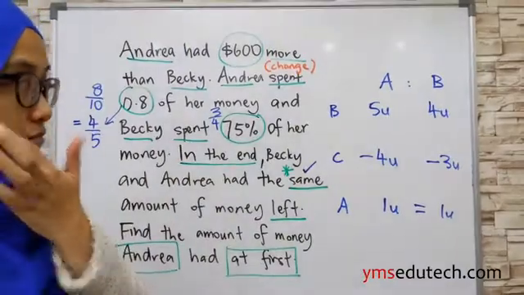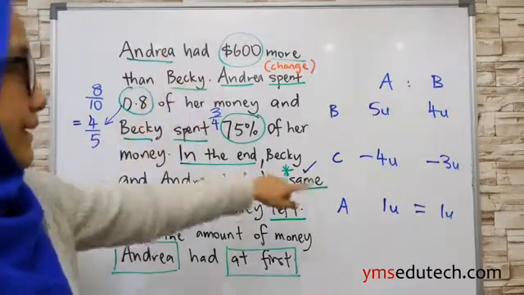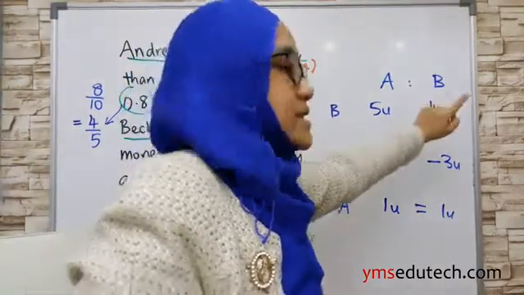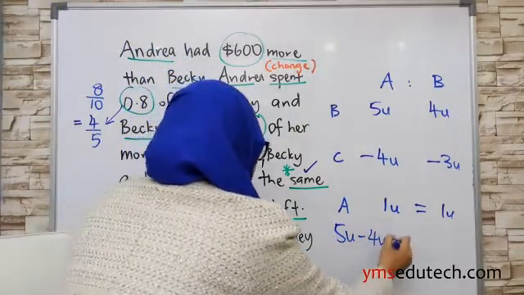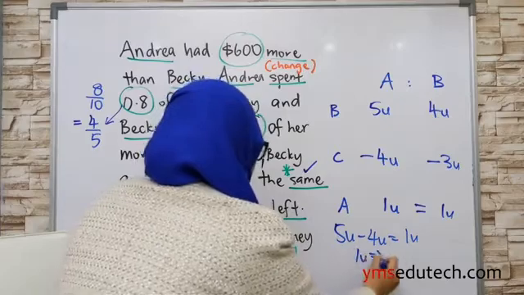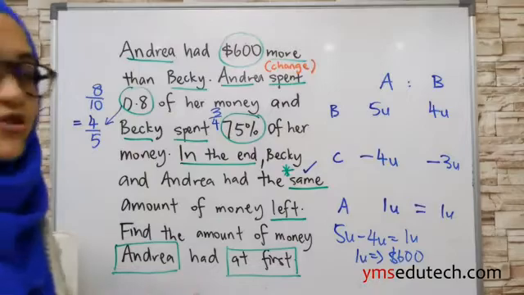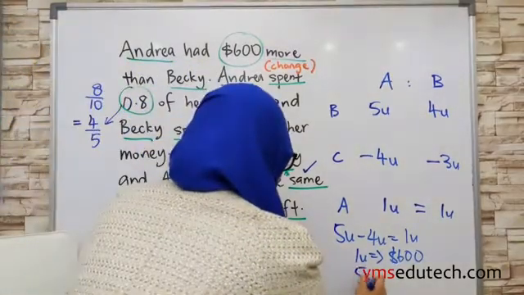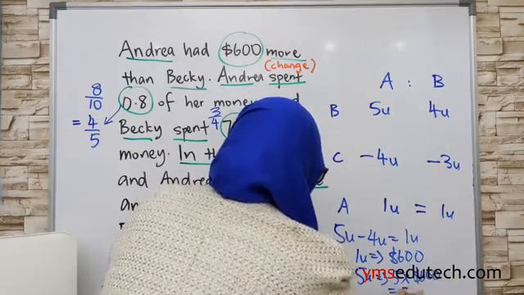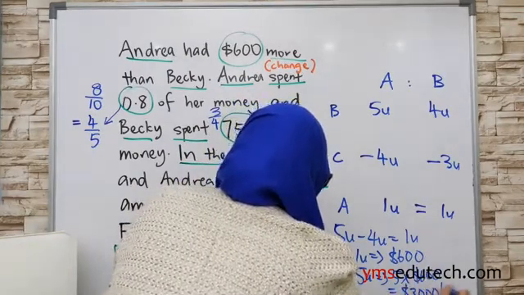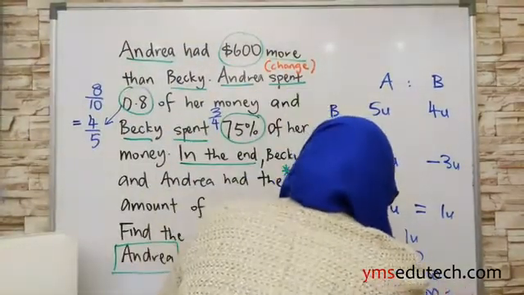So looking at this table, Andrea had $600 more than Becky. Andrea had 5 units, Becky had 4 units. So the difference is 5 minus 4, which is 1 unit. 1 unit is $600. We are interested in what Andrea had at first. So Andrea had at first 5 units. 5 multiplied by $600. This is $3,000.